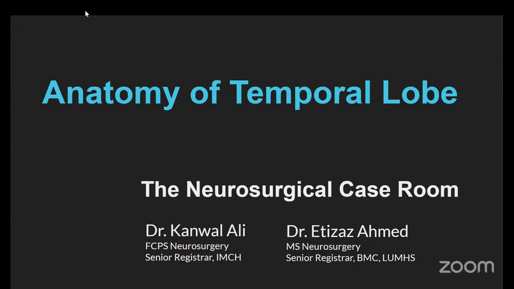We are starting with the anatomy of the temporal lobe today. It's going to be a brief session because I have a prior commitment, but I did not want to miss another session since we did not do anything last week. But let's make sure that we utilize whatever time we have today. So let's begin. We are going to do the location and the boundaries.